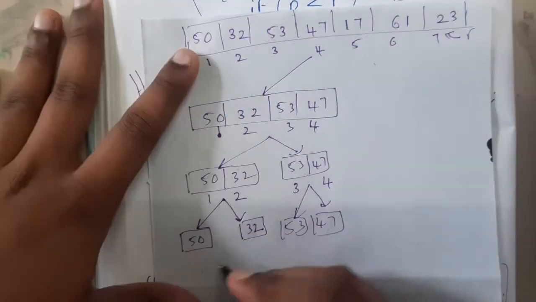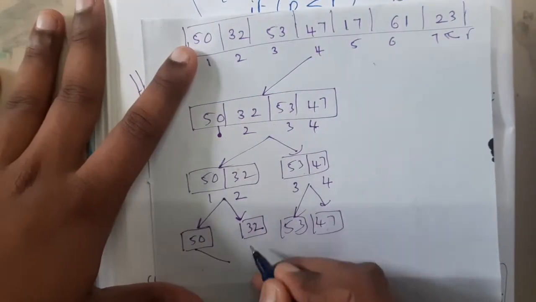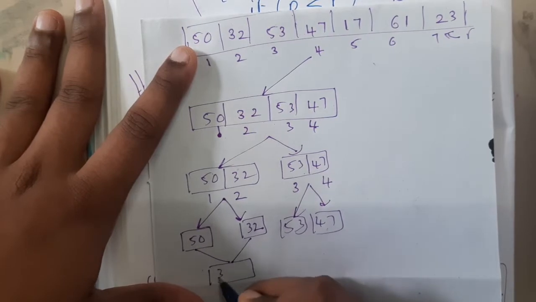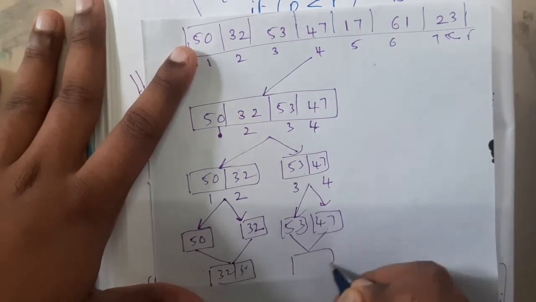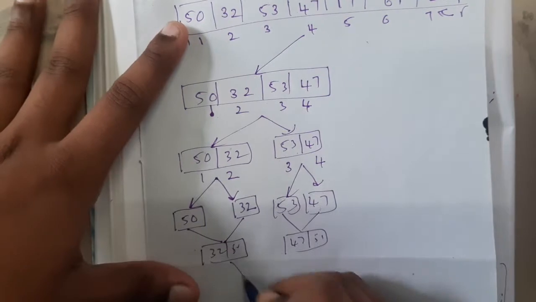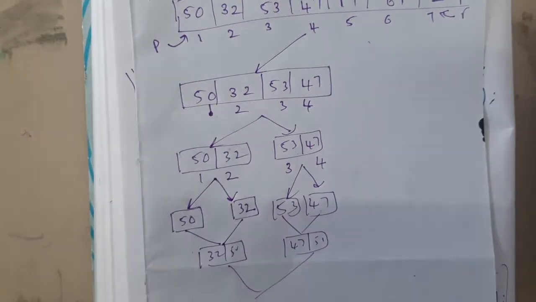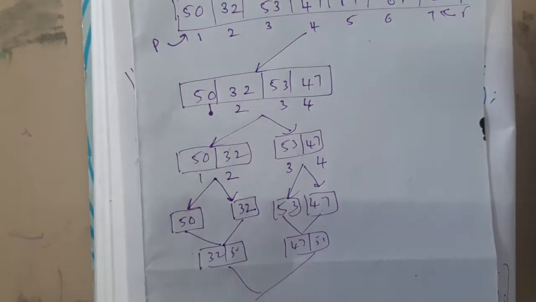Once you call the merge function, this will start merging. So this will merge into 32, 50. This will merge these two into 47, 53. Again these two will be merged. In this way the merging and division will be done, guys. Got it? Now you have an idea, right?